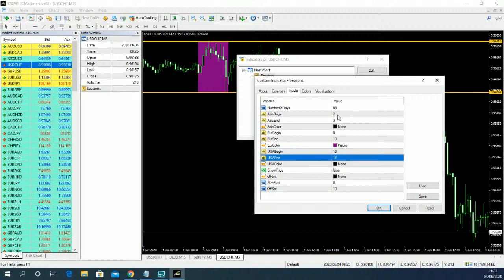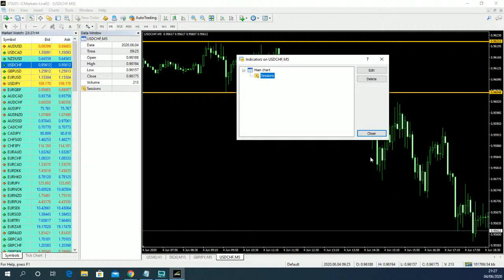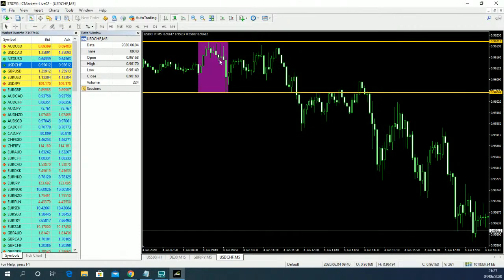That's 2 a.m. to 3 a.m., 9 a.m. to 10 a.m., 1 p.m. to 2 p.m. That's what we kind of practice. But right now, we are only going to see this purple color for Europe session. Okay, good stuff. Right, off we go. That's why you see only this one for now.